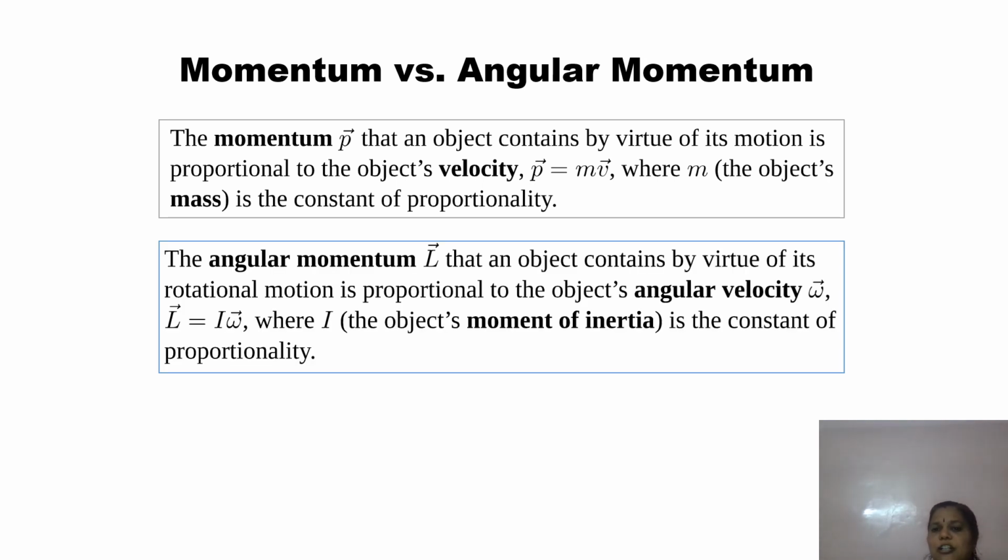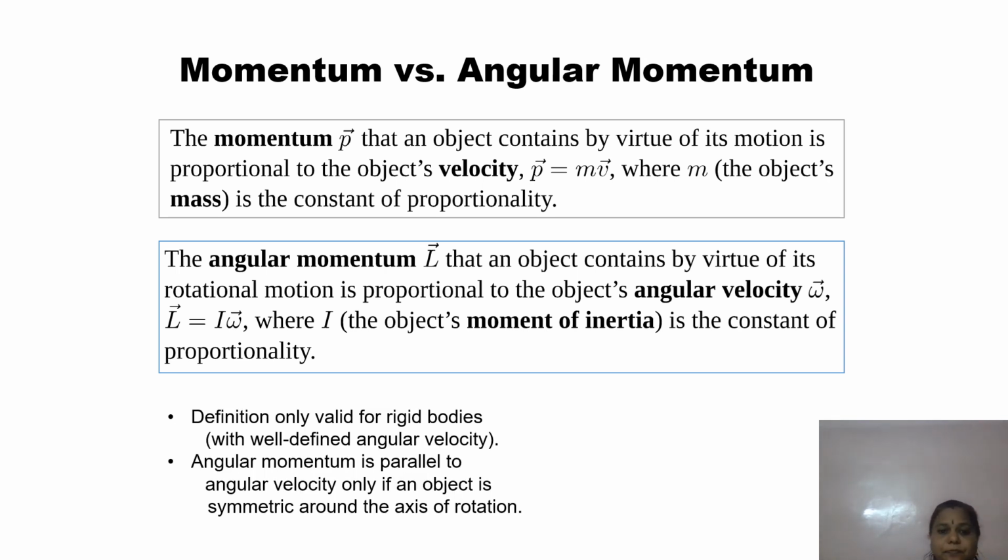Momentum is nothing but what an object contains by virtue of its motion, which is always proportional to the object's velocity. So the linear momentum is more concerned about the object's velocity, whereas the angular momentum is proportional to the object's angular velocity. That is, if the object moves in rotational motion, then the angular momentum depends upon the angular velocity, where the angular momentum L is nothing but the product of I omega. What is I? I is nothing but the moment of inertia.